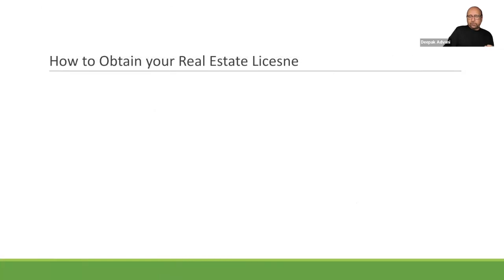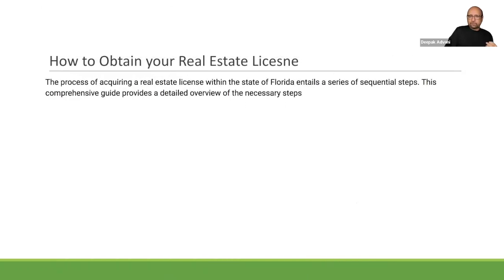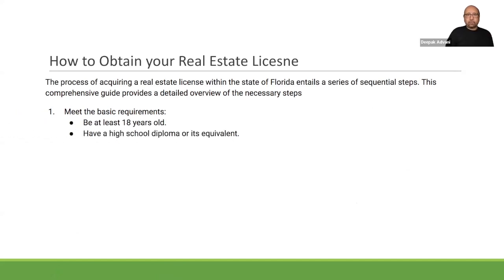Okay. Before you go ahead and start applying and taking the class, let's talk about the basic requirements of getting a license. There are three basic requirements that you have to meet before you move forward. One of the most important requirements is that you have to be at least 18 years of age. That's a minimum age requirement for you to apply for your license. The second requirement is that you have to have a high school diploma or higher or any equivalent in order for you to apply for the real estate license.